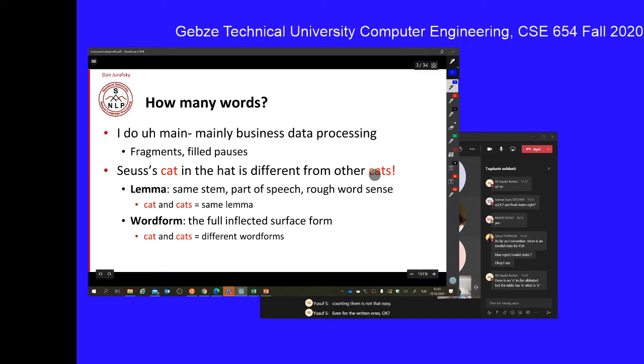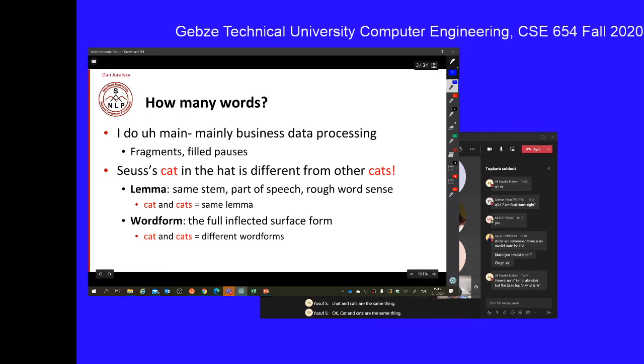Cat and cats, they are the same stuff. Their lemma is the same: same stem, same root, same part of speech. Rough word sense is the same. They have the same lemma, but we need to find this kind of case. We need to know cat and cats are the same thing.